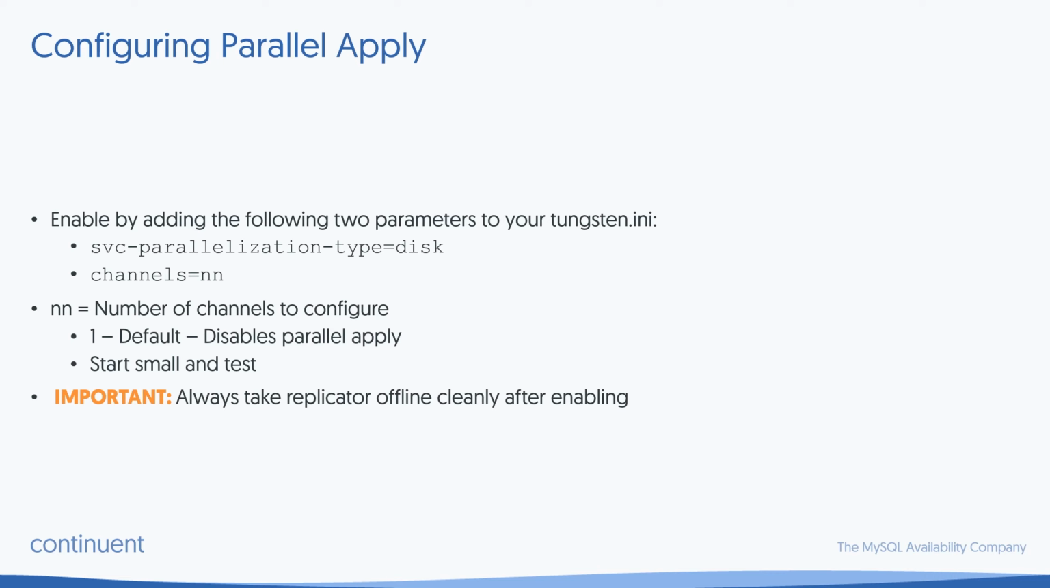What I recommend is start small and test, and gradually increase the number of channels to find the correct balance for your workload. What is really, really important though is if you are changing, enabling or disabling parallel apply, always make sure that you take the replicator offline cleanly first. And by that I mean issue the trepctl offline command. Allow the replicator to cleanly come down and balance itself out, and then do the changes and the updates. It's really, really important to make sure you do that first.